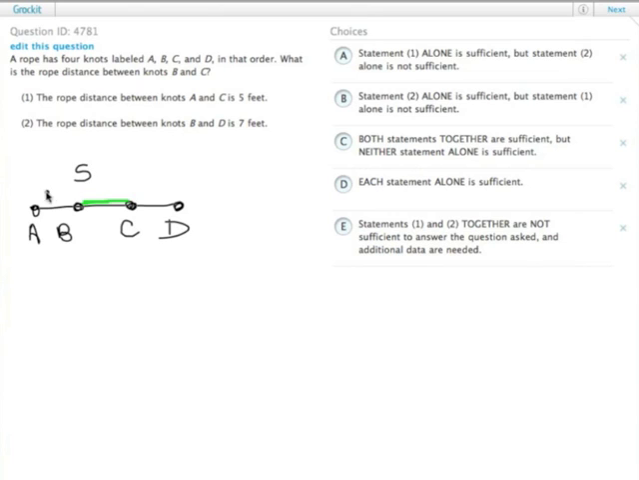So if AC equals 5, without knowing what AB equals, we can't determine what BC equals from there. So statement 1 on its own is insufficient. We get rid of A and D.